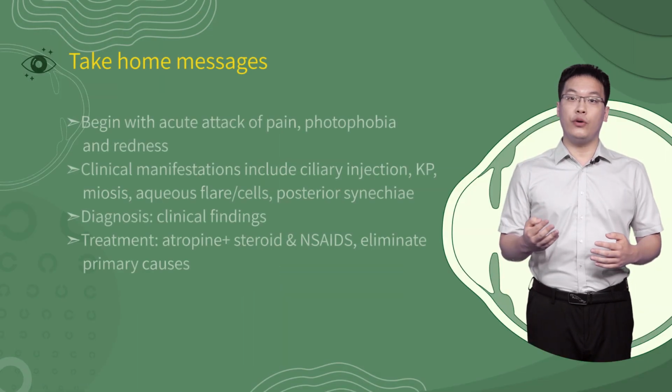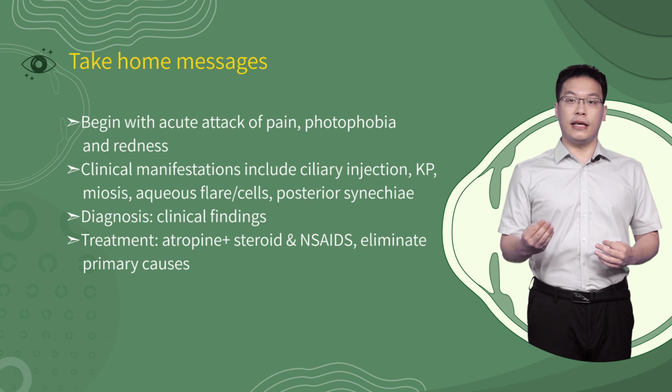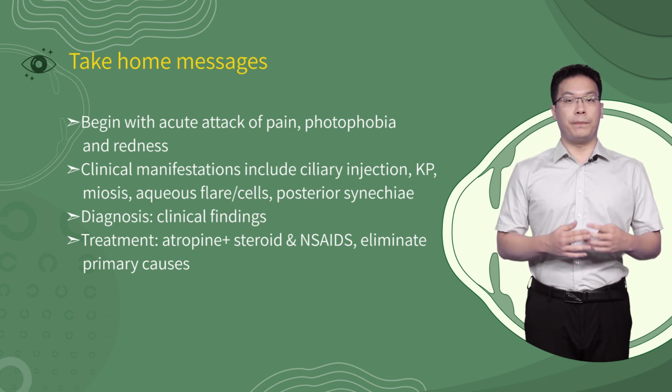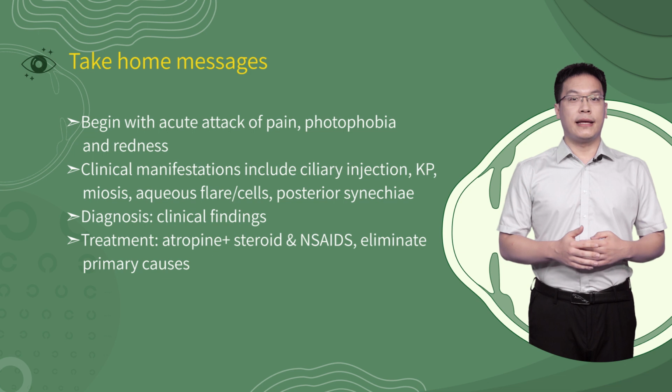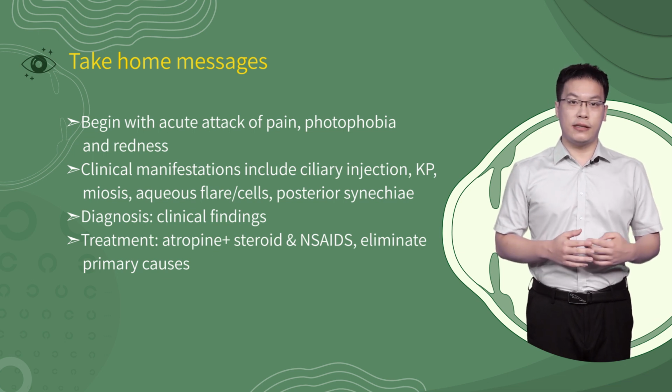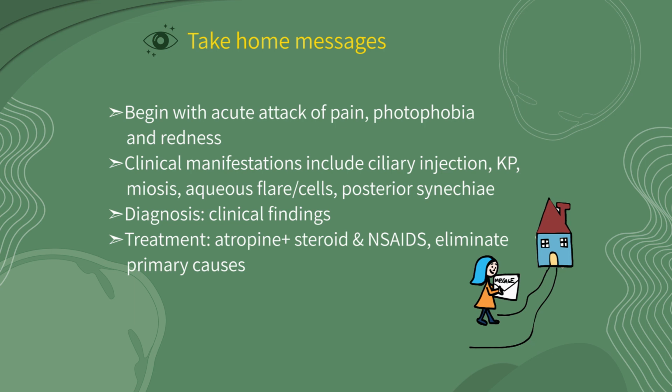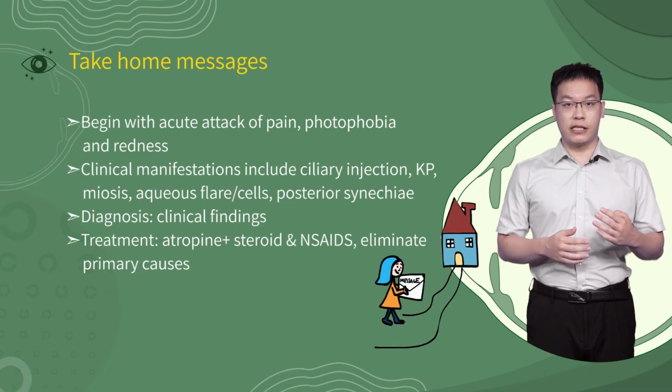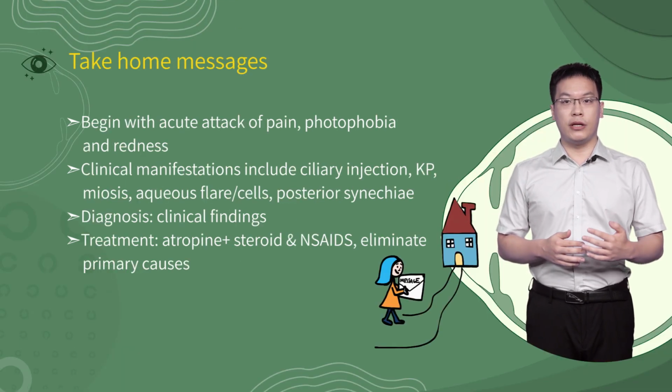Let's summarize. Anterior uveitis often begins with an acute attack, photophobia, redness, and decreased vision. It presents with ciliary injection, keratic precipitates, miosis, aqueous flare and cells, and subsequent posterior synechiae. Prompt clinical diagnosis and management are very important. On treatment, atropine combined with steroids and NSAIDs can be effective. In addition, since uveitis may be a symptom of systemic disease, further evaluation is needed for a definitive diagnosis.